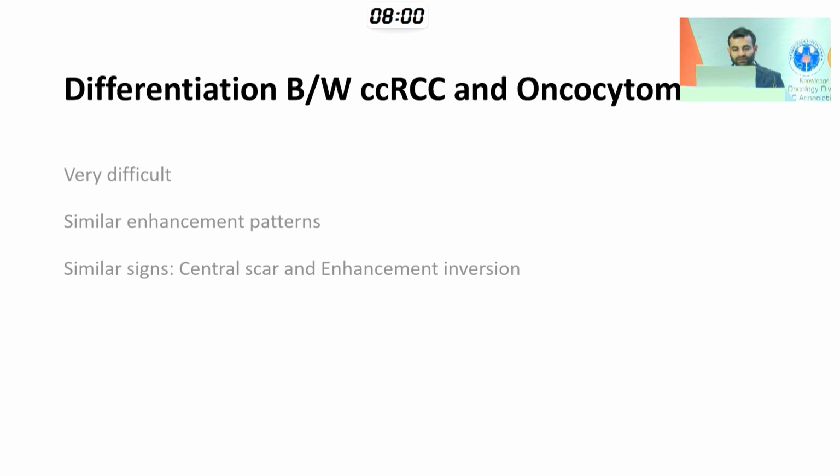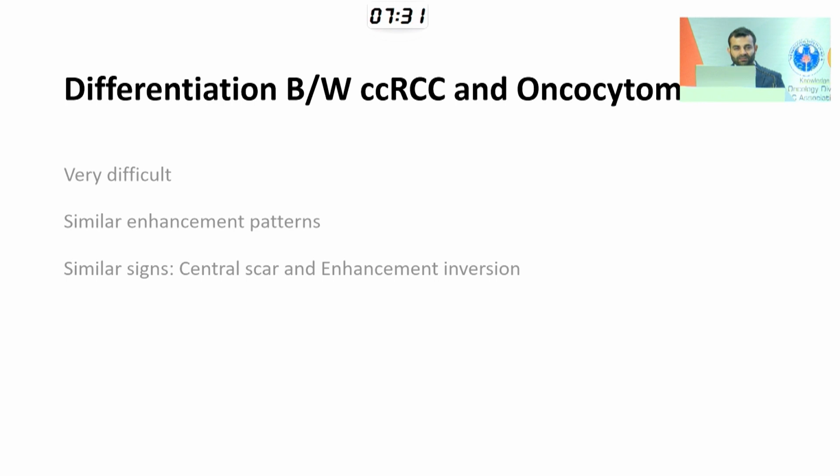Central scar sign was considered characteristic of oncocytoma, but it is also seen in some clear cell RCCs due to central necrosis. And enhancement inversion means that in the initial phases, such as the nephrogenic phase, the outer cortical part is more enhancing as compared to the medullary part. There is inversion of enhancement in the later phases, such as the excretory phase, where the inner part is more enhancing and the outer part, which is the cortex, is less enhancing. It is seen with both clear cell RCCs and oncocytoma.